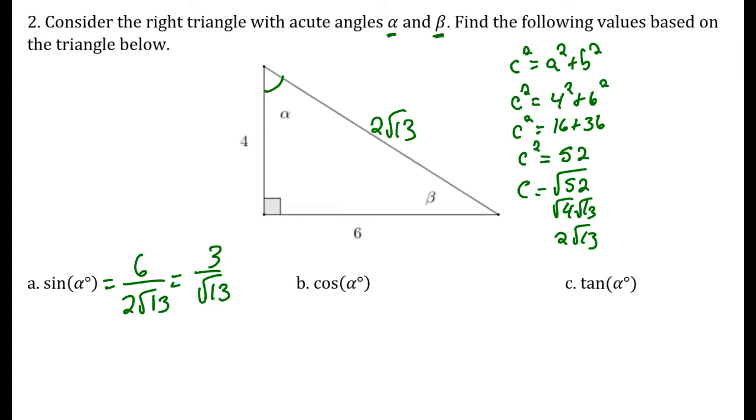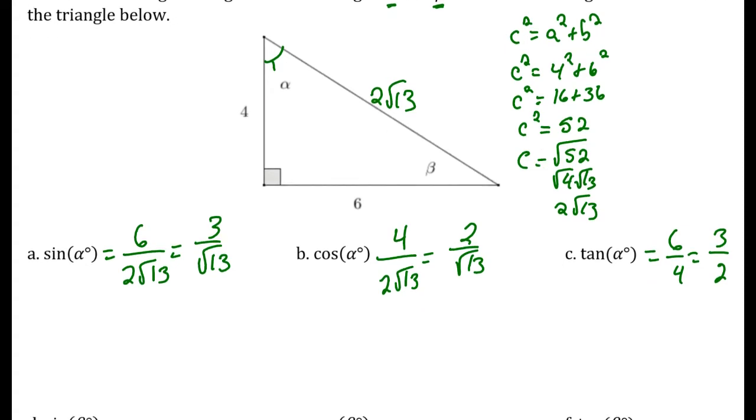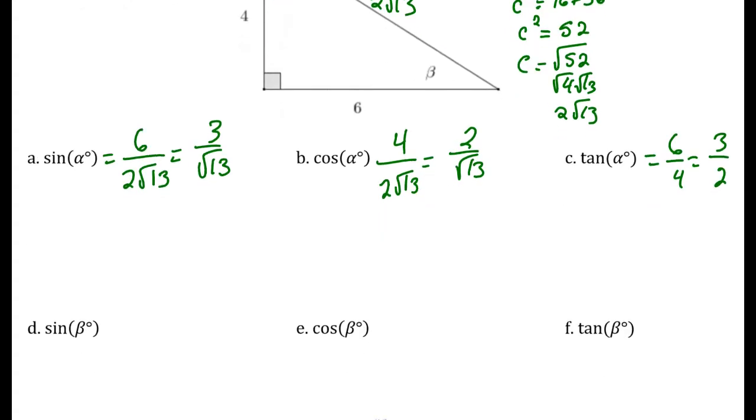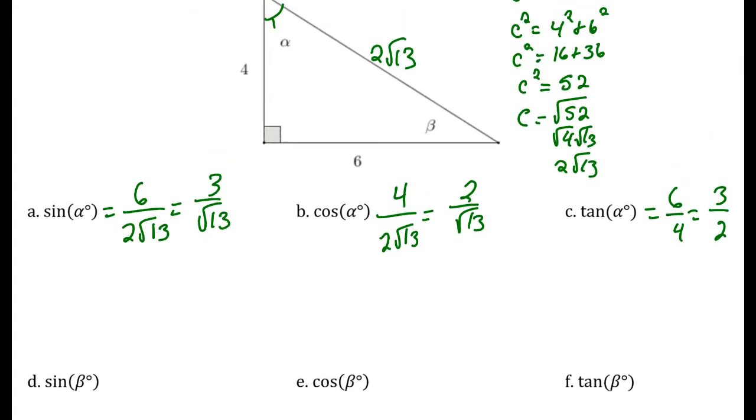The cosine of alpha. I'm still sitting at alpha here, so cosine is adjacent over the hypotenuse. So 4 divided by 2 is 2 over radical 13. Tan of alpha. The tangent of alpha, well, tangent is opposite over adjacent, 6 over 4, which is better known as 3/2. So those are the sine, cosine, and tangent with respect to alpha. So now let's find the sine, cosine, and tangent with respect to beta. So now I'm going to forget that I was sitting at alpha. I'm now going to sit at beta.